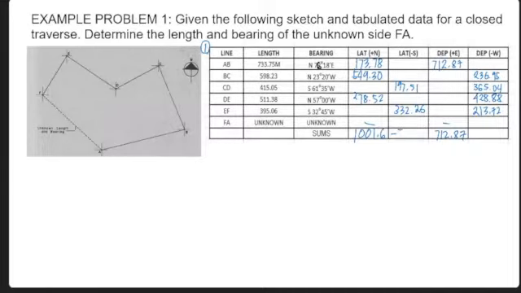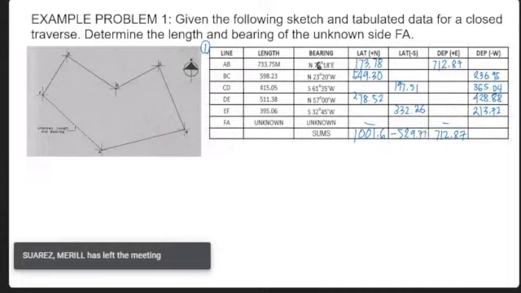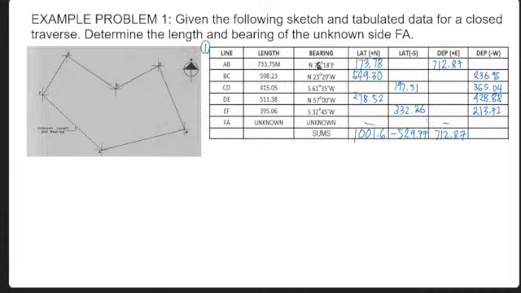Negative 597.77. And negative 1244.59 meters. Okay, so now we have our sums.